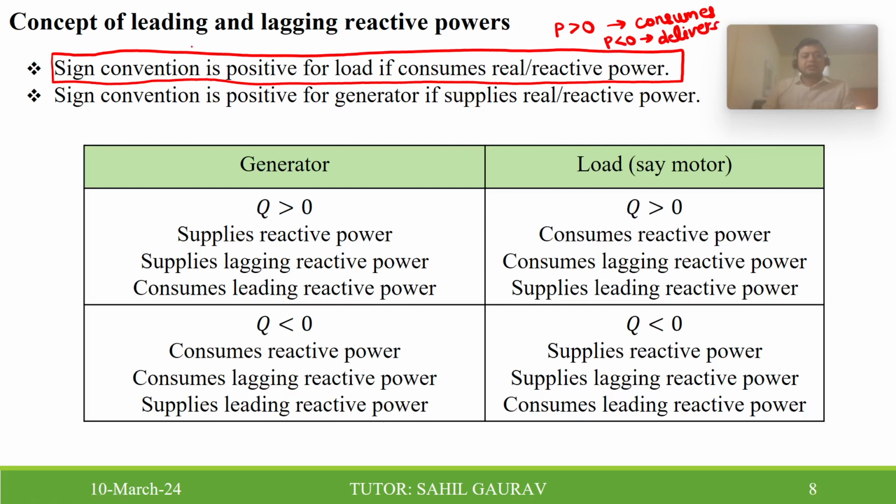Yeah, this is the most common case because we are dealing with loads, so we don't take care of the generator. This should be clarified. For a generator, it is different. But if it is a load, then if P is positive, it consumes, and if P is negative, it means it delivers. So you are telling correct.